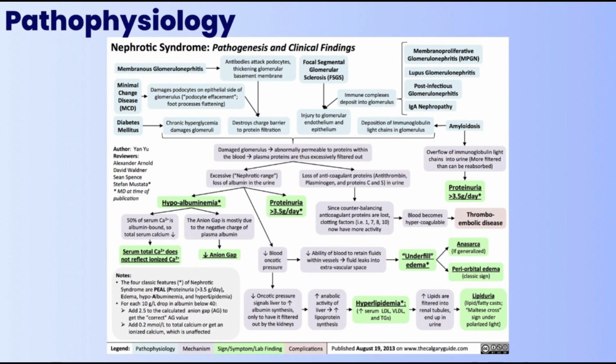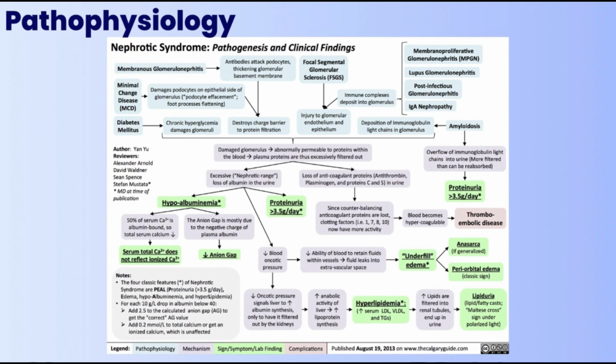This results in two basic pathophysiological processes. First is the excessive loss of albumin, which is the main plasma protein in the urine. Excessive meaning in the nephrotic syndrome range of greater than 3.5 grams per day of proteinuria. The loss of albumin through the urine means a reduced level of albumin in the bloodstream, which results to a condition known as hypoalbuminemia. Since 50% of serum calcium is albumin-bound, the total serum calcium will be reduced.